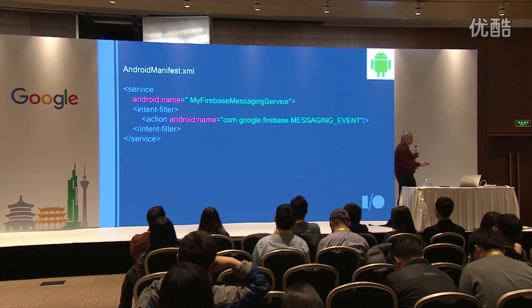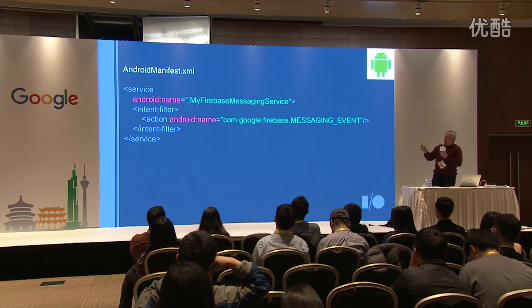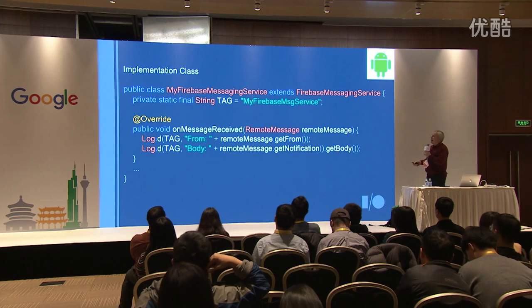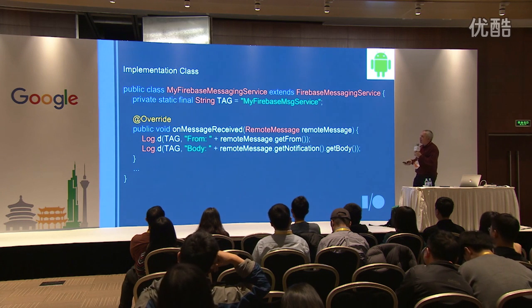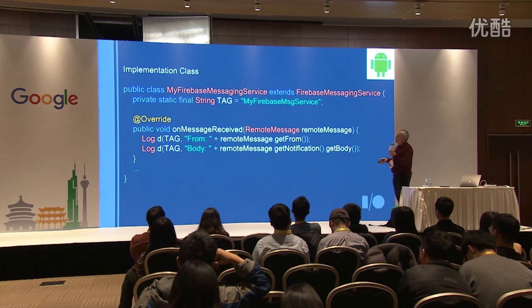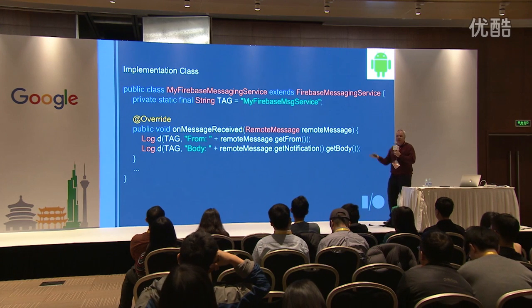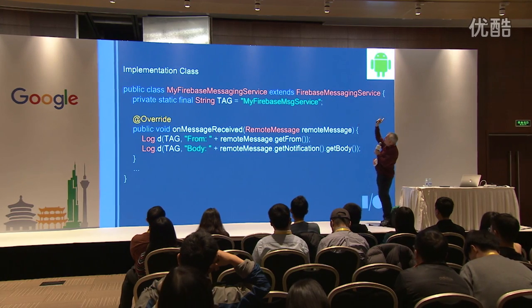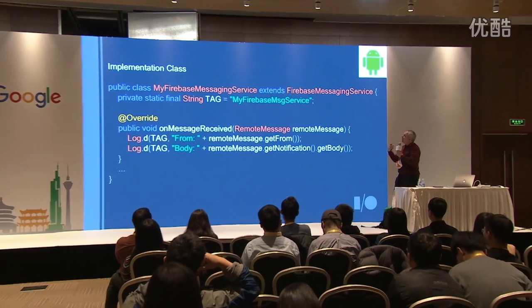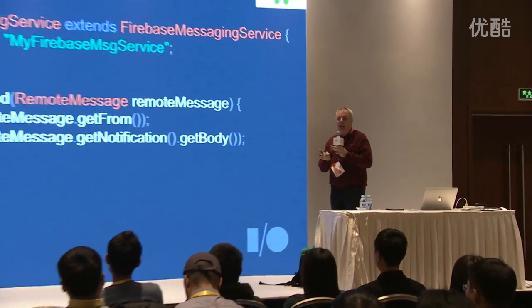So this is something that goes into my Android manifest. Can I go to the next slide, please? And then within my code, sorry, within my messaging service, it's going to look something like this. I've created a class, you saw it named in the previous slide, called MyFirebaseMessagingService. And in this case, Firebase offers you this class called FirebaseMessagingService that you can extend.